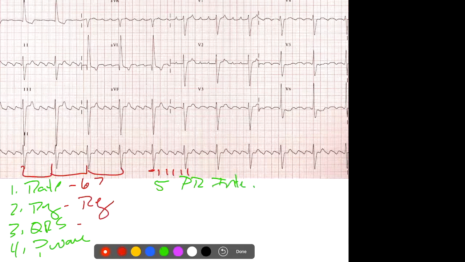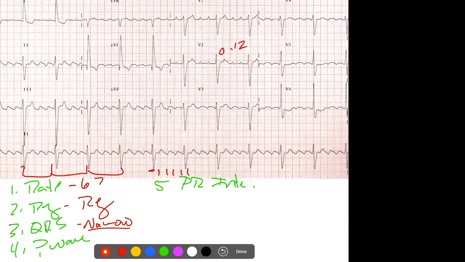What about the QRS complex? Narrow or wide? Almost looks like it kind of is a little wide, doesn't it? 1, 2, 3. It's right at the cutoff there. Not greater than, but it's right there at it. Okay. Narrow QRS.